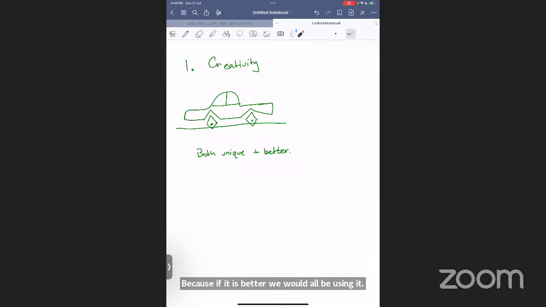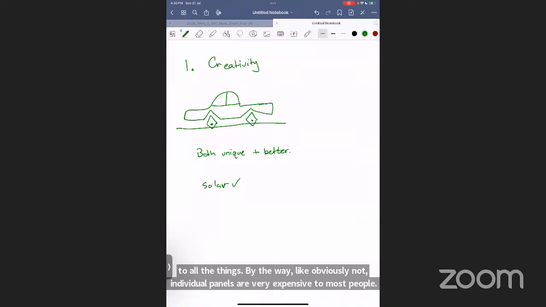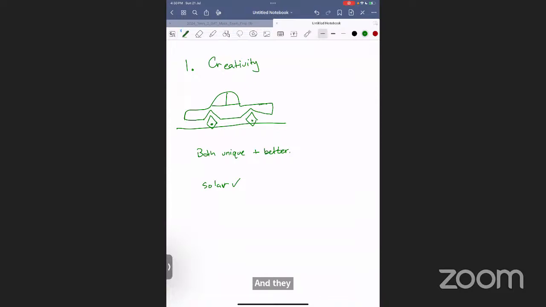Another sad example is that many of us know that solar panels are awesome, right? And I love solar panels as well. They're very affordable compared to other things, by the way. Obviously individual solar panels are very expensive to most people, but they have been getting cheaper. They produce free electricity. We don't have to do anything once you set them up. And they have no emissions.